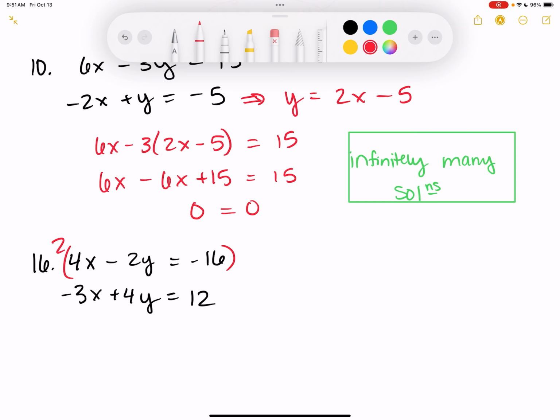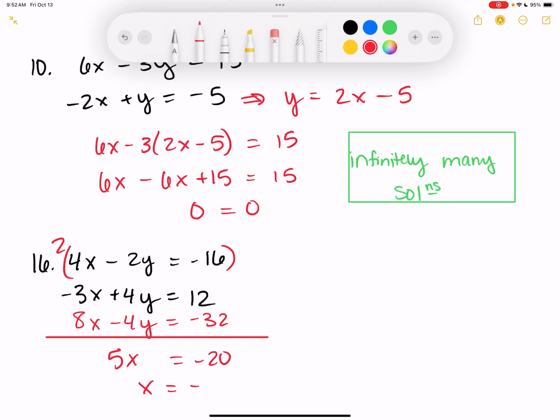Aside from having to rewrite it all again, I'm just going to rewrite this equation underneath here and then cross this one out that I'm done with. So this is going to be 8x minus 4y equals negative 32. What you've got to remember is when you multiply the equation by 2, it's multiplying all the way across, not just on the left side and not just the number that you're canceling. It's going through everything. So my y's cancel. So I have 5x is equal to negative 20. So then x is equal to negative 4.